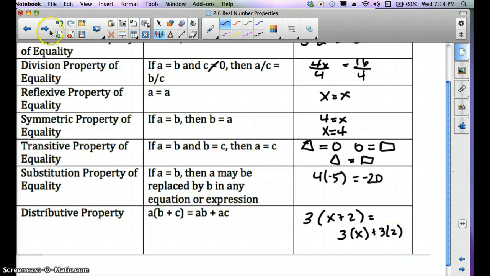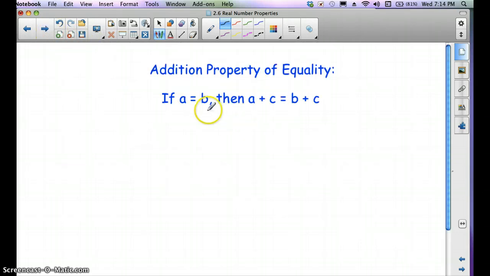And one property that's not on here is the addition property. Very similar to the subtraction property. If A equals B, then A plus C equals B plus C. So you might want to add that on there. So if I had 3 equals 3 and I wanted to add 2, it would be the same thing.